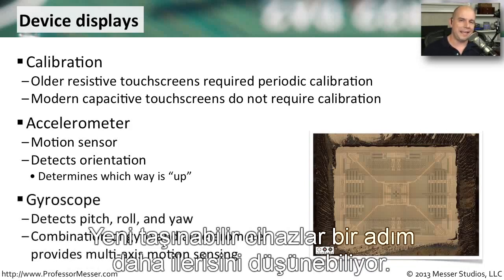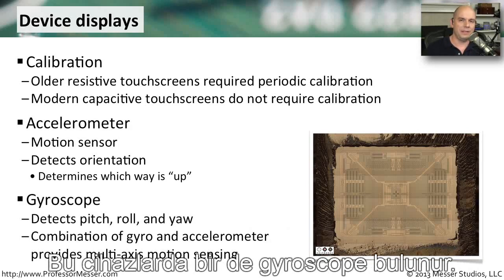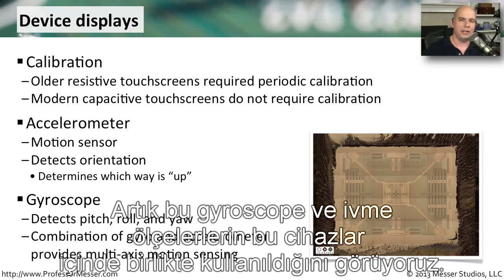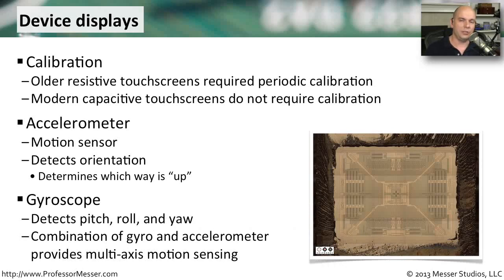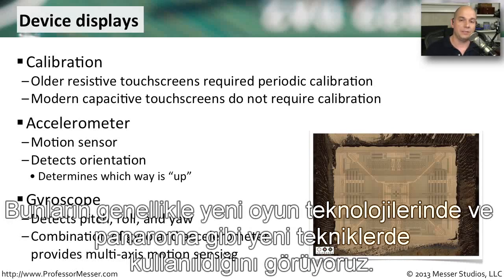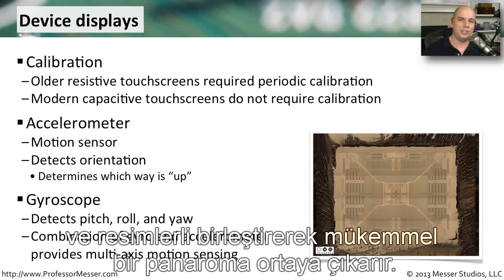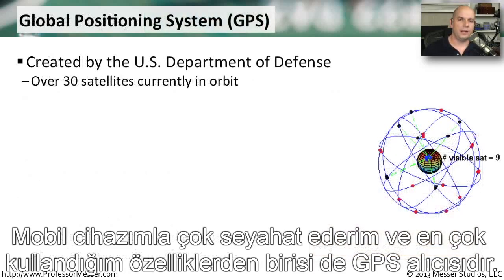Newer mobile devices take that idea one step further, and inside of the device is a gyroscope, which not only detects which way is up, it also can detect pitch and roll and yaw. So you now have the combination of a gyroscope and an accelerometer inside of these mobile devices, and you see a lot of these being used for newer games and technologies, for instance, that allow you to get panoramas, and the phone knows exactly where it is in space, and it's able to stitch together those pictures and give you a perfect panorama.